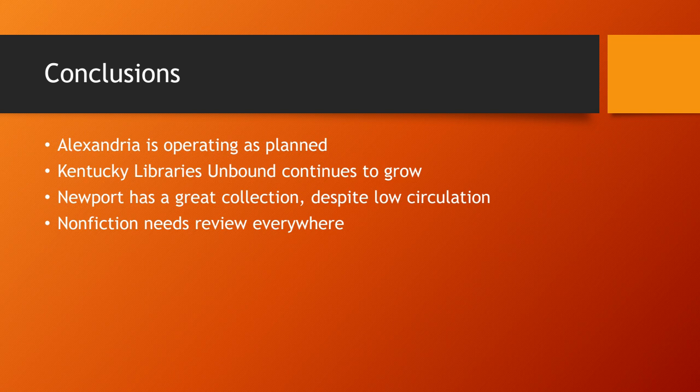Our Newport branch, sorry, has a great collection despite low circulation. So historically for us, Newport has had the lowest circulation among our three main branches. But with the assessment, we can rule out some of the reasons for that low circulation. Some of the results of the assessment were that the age is where it should be, and we could effectively rule out a lack of weeding as a reason for that low circulation. And in general, we found that our nonfiction needs review everywhere. A lot of the collections that we looked at in the crew section were just outdated. And again, I attribute that to falling out of the routine of weeding during COVID and it just being a matter of time of catching up.